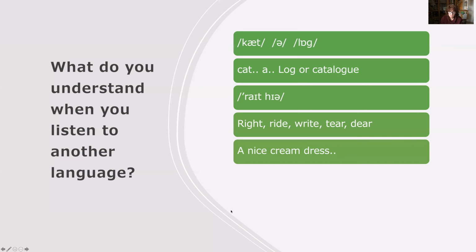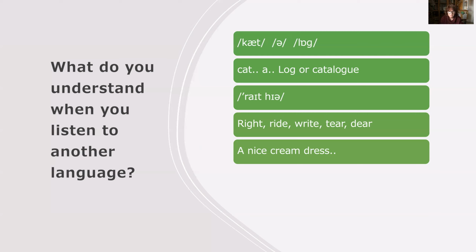Okay, so you probably understood "ice cream" with the boundary here, and then "ice cream." But what I'm saying is "a nice cream dress." This should show you that when you're listening, you're doing a lot of work, you're constantly thinking about meaning, you're constantly looking at the context around you and the cues.